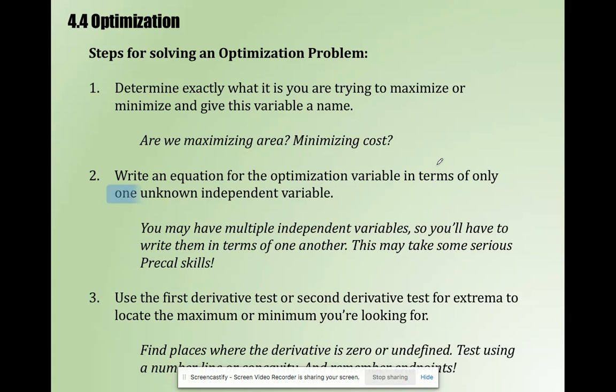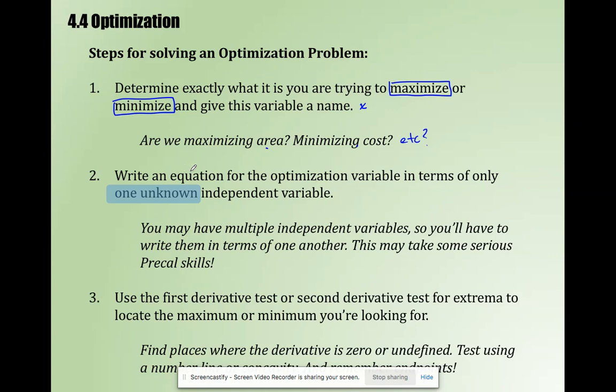To solve an optimization problem, the first thing you want to know is what is it you're trying to maximize or minimize? It's one or the other. If you see those words, am I trying to maximize or minimize? And name that variable, usually X. Is it area? Is it cost? Is it something else?